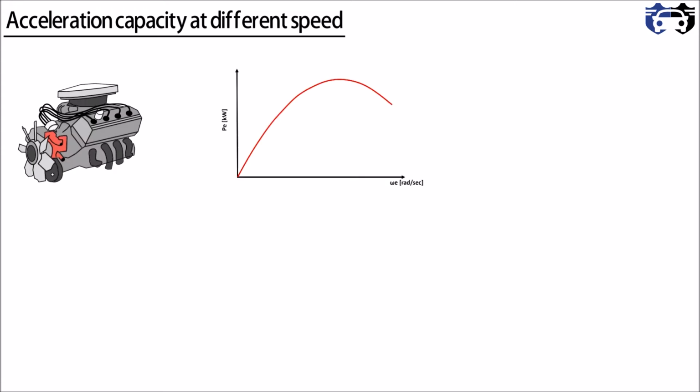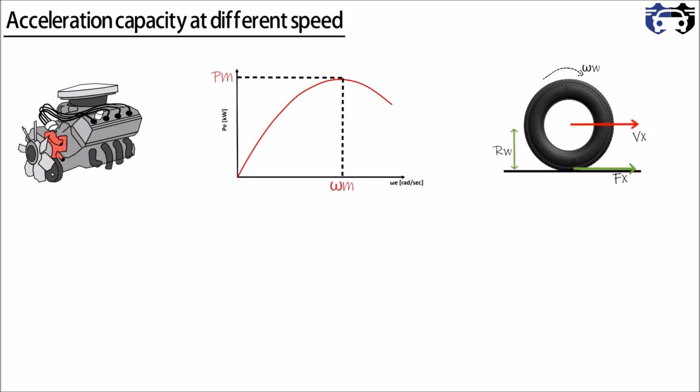Assume an engine working at speed omega m associated with maximum power Pm. In the figure we have a tire of effective radius Rw rotating with angular velocity omega m and moving forward with the velocity Vx. The tire is experiencing a traction force Fx from the ground.